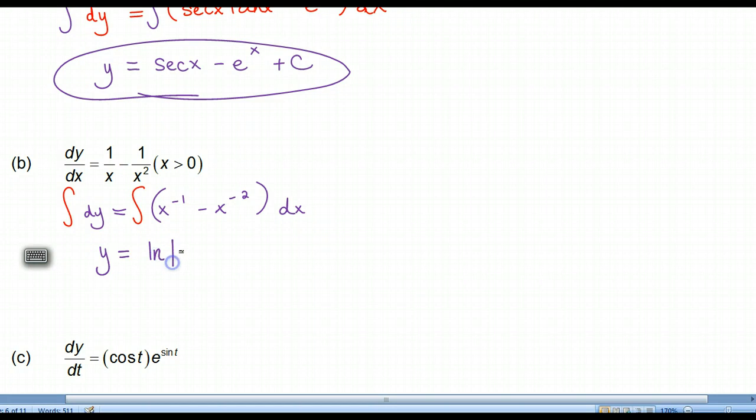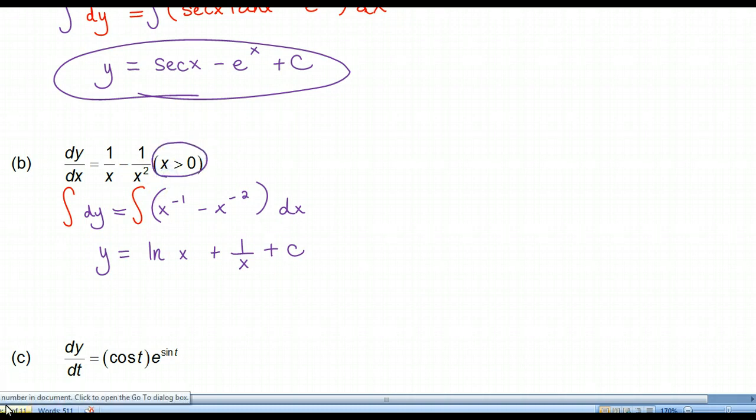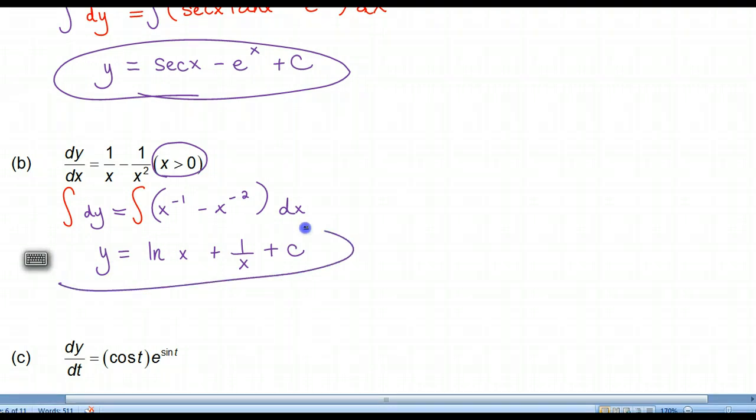Plus 1 over x, because it's x to the negative 1. And actually, we don't need our absolute value because we were given in the very beginning that x was greater than 0. If they didn't tell us x was greater than 0, then you would need to have the absolute value lines in there. Should we leave it? For instance, would you take off points? No, I wouldn't take off points.